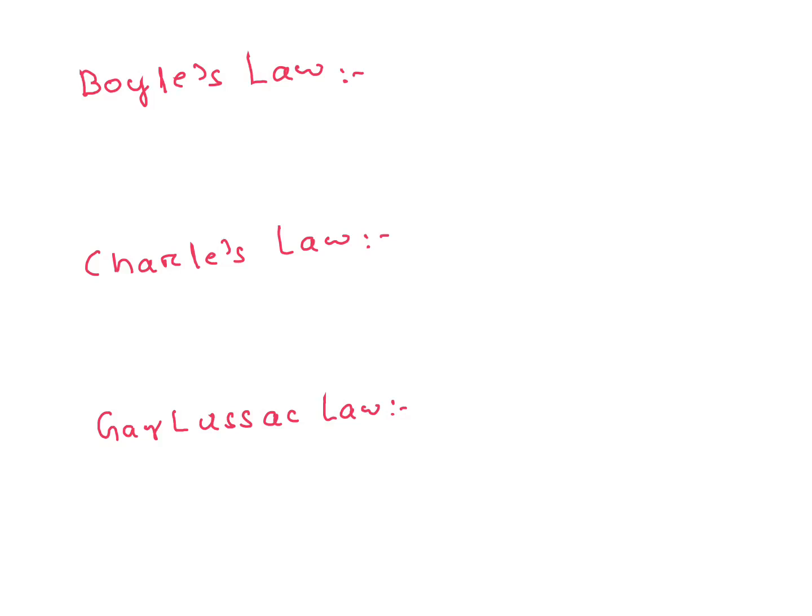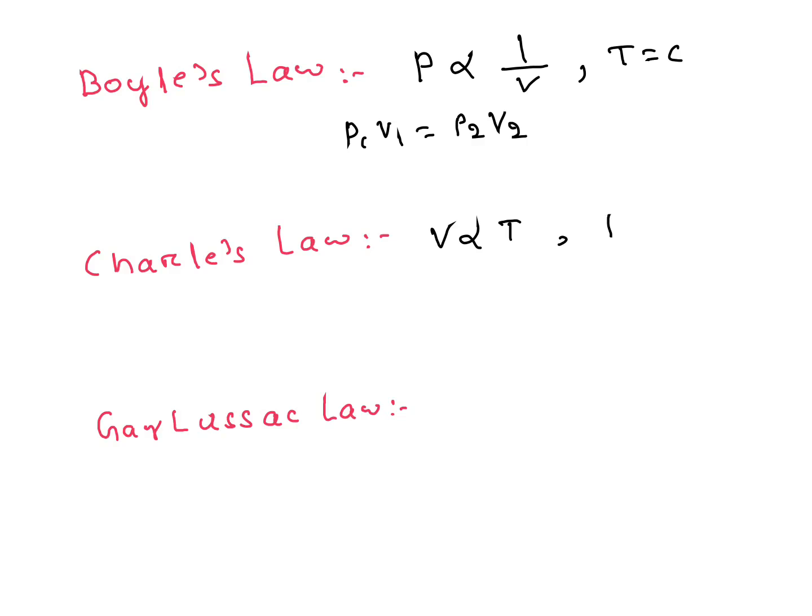First is Boyle's Law. Pressure is inversely proportional to volume, temperature is constant. So from here P1 V1 equal to P2 V2. And in Charles' law, volume is directly proportional to temperature. Here pressure is constant, so V1 by T1 equal to V2 by T2 according to Charles' law. Then Gay-Lussac's law.